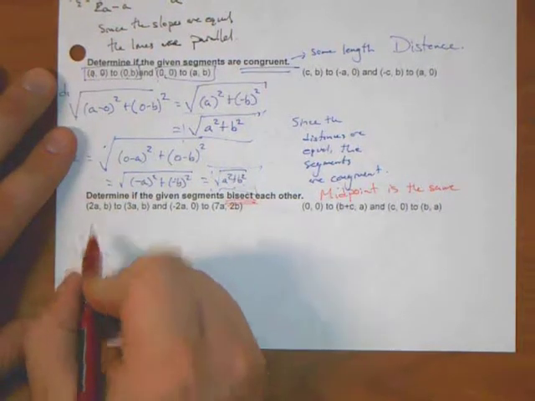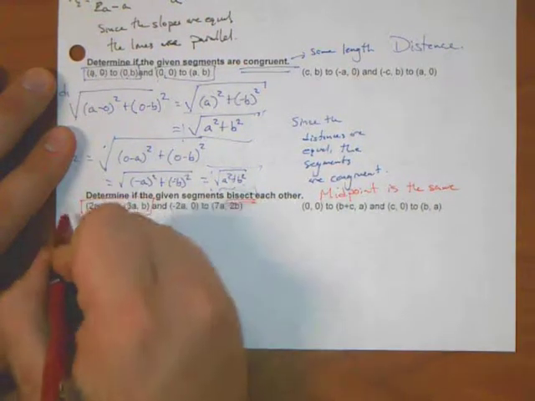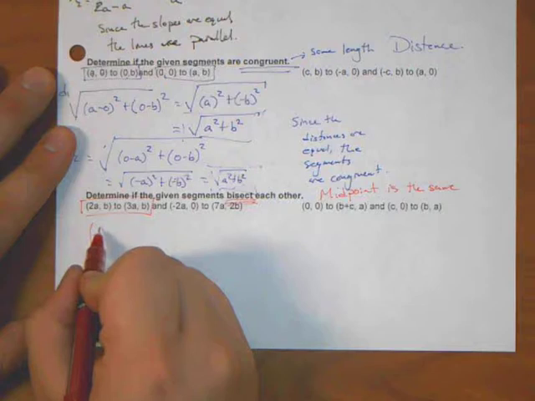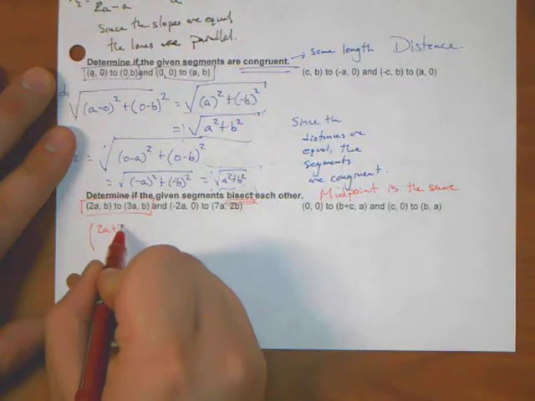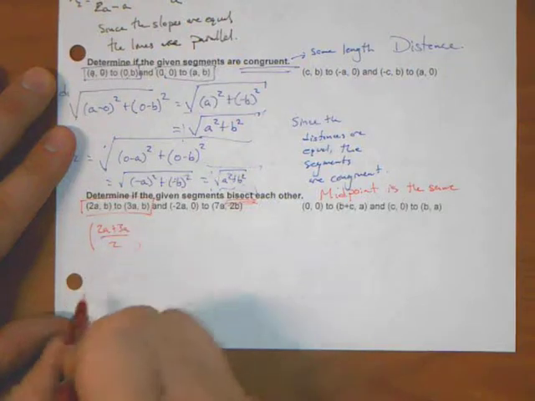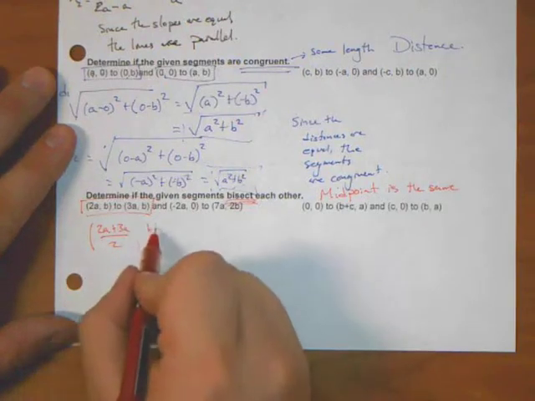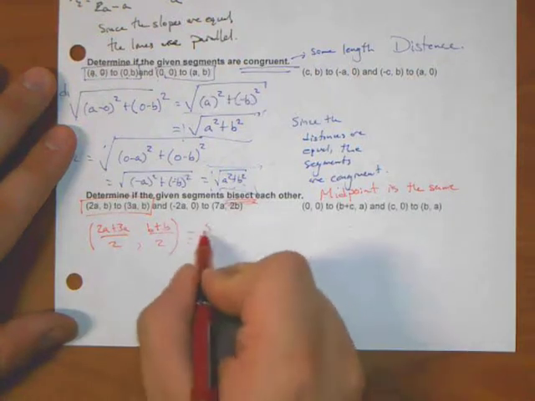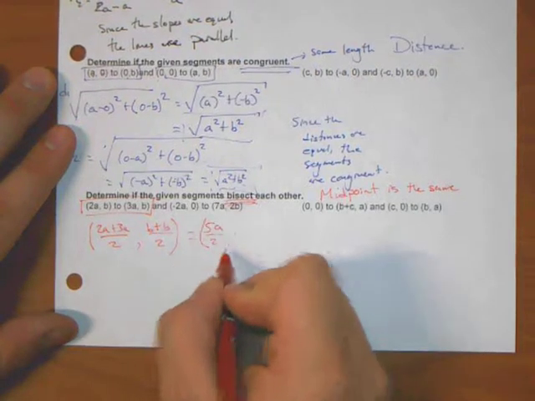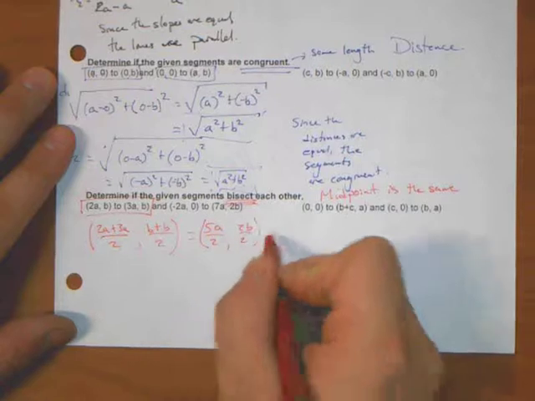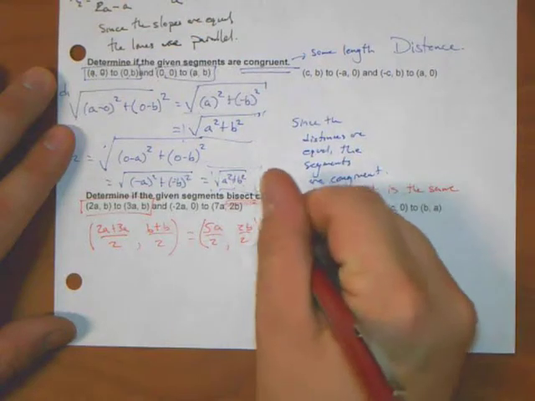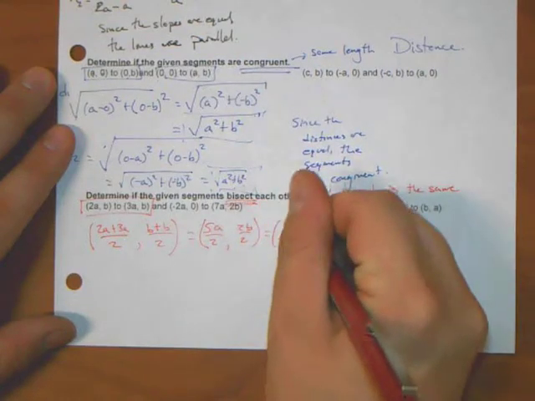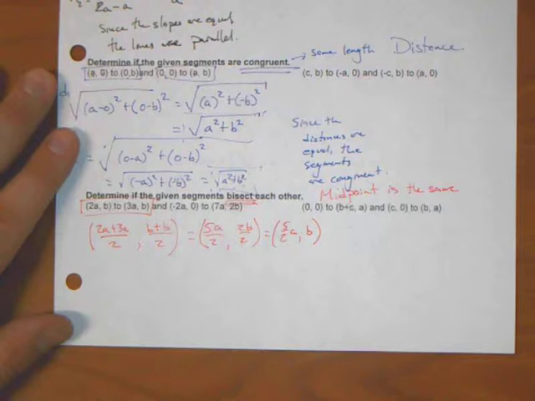Midpoint. So if I find the midpoint of my first segment, that's average the x's, 2a plus 3a over 2. Average the y's, b plus b over 2. That's 5a over 2, comma 2b over 2, which is 5 halves of a and b, 2 divided by 2 being 1.